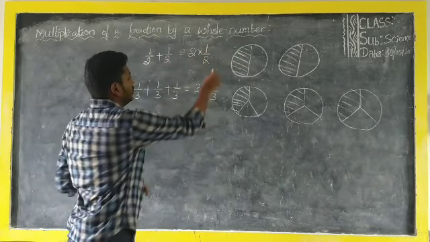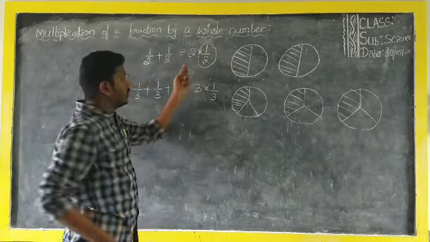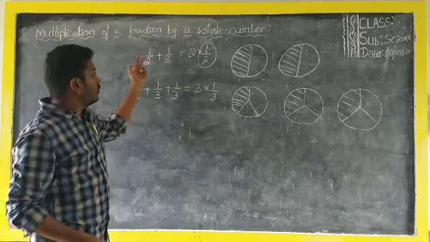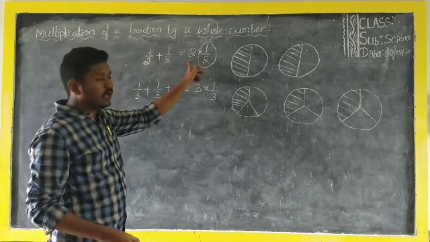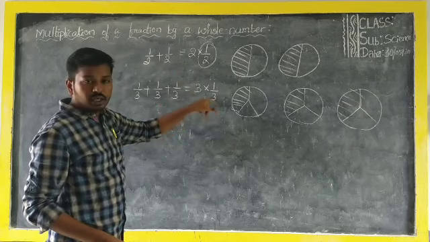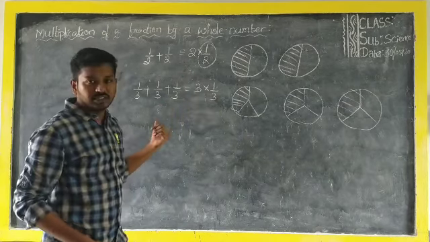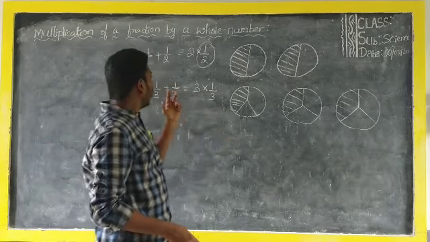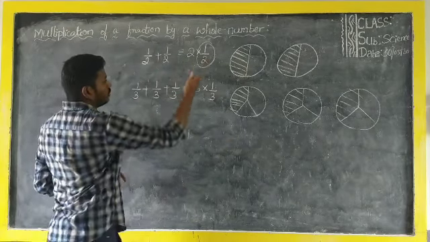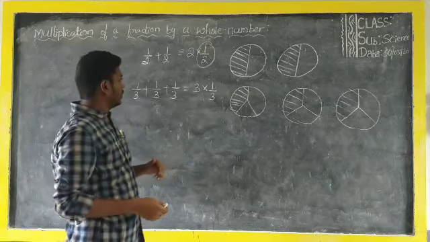This is a fraction, and 2 is a whole number. Multiplication of a fraction by a whole number. This is also multiplication of a fraction by a whole number. 2 and 3 are whole numbers. So how to solve 2 into 1/2 and 3 into 1/3?